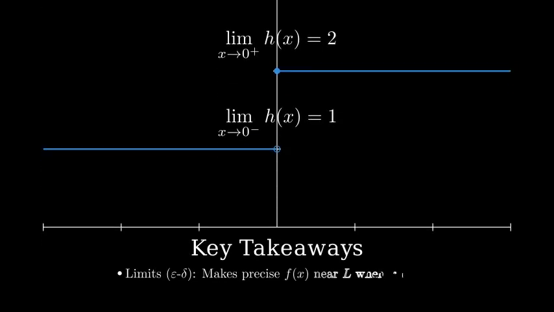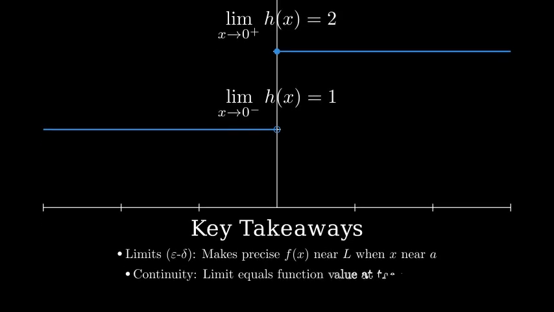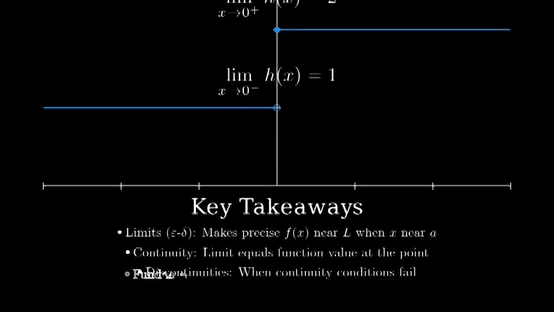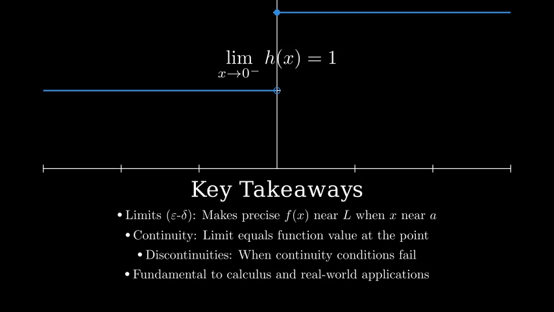The epsilon delta definition of limits formalizes the intuitive idea that a function approaches a certain value as the input approaches a certain point. Continuity at a point means that the function is defined at that point, the limit exists at that point, and the limit equals the function value. Discontinuities occur when any of these conditions fail. Either the function is not defined, the limit doesn't exist, or the limit doesn't match the function value. These concepts are fundamental to calculus and form the basis for more advanced topics like differentiation and integration. Understanding them gives us a precise language to describe function behavior and analyze mathematical models of real-world phenomena.